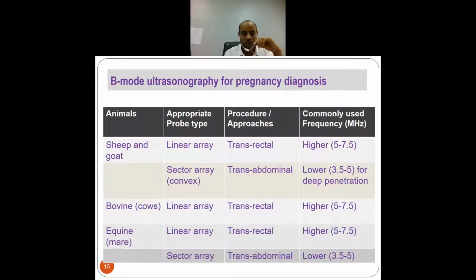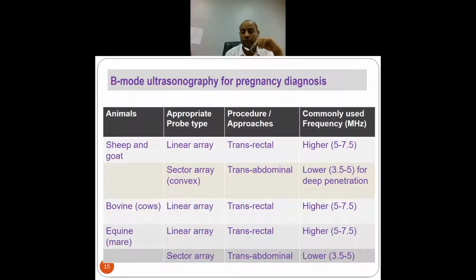So here in the first row, you can see the small ruminants. For small ruminants, we have two different approaches. We'll see that in the next few slides. We can conduct the scan through the rectum, which is a transrectal approach, or through the abdomen, which is a transabdominal approach. For the transrectal approach, the kind of probe that we need to choose is a linear probe. I hope you remember this.